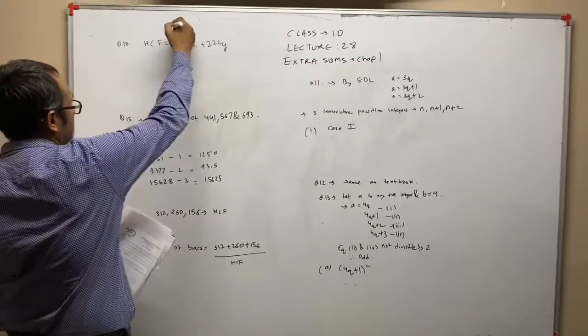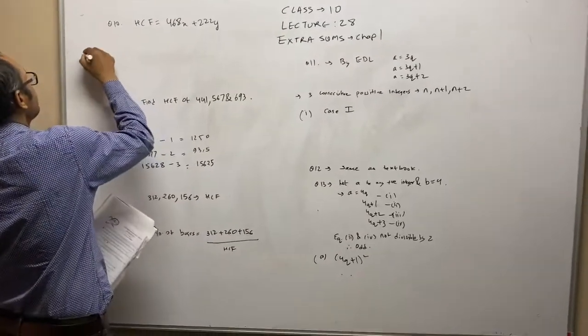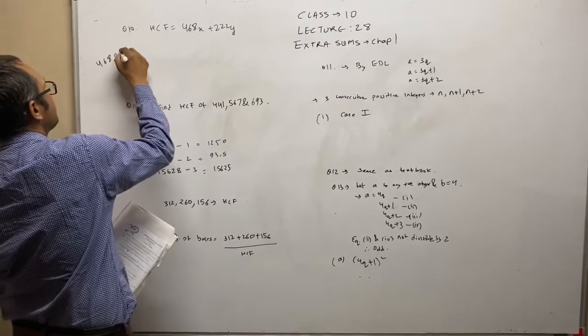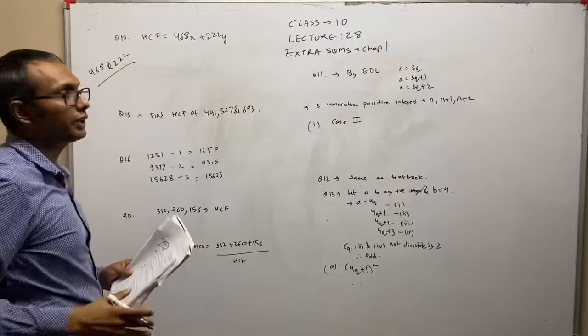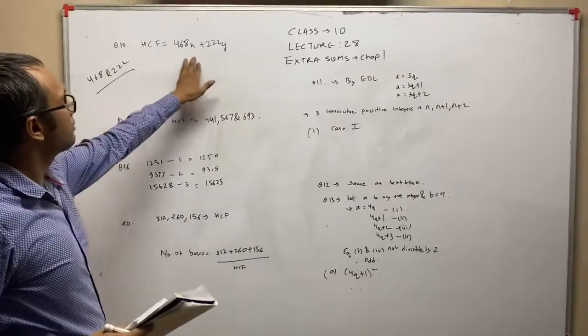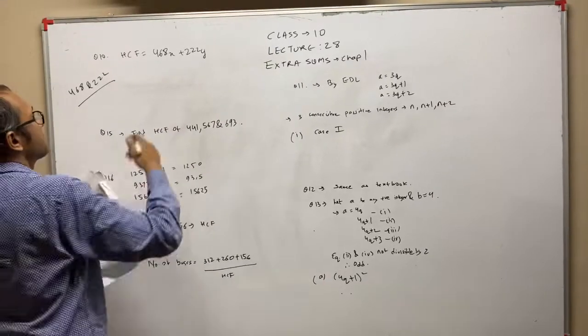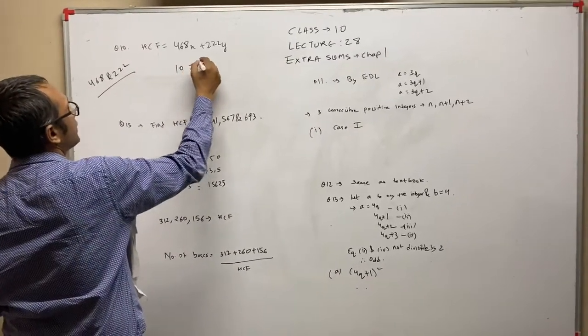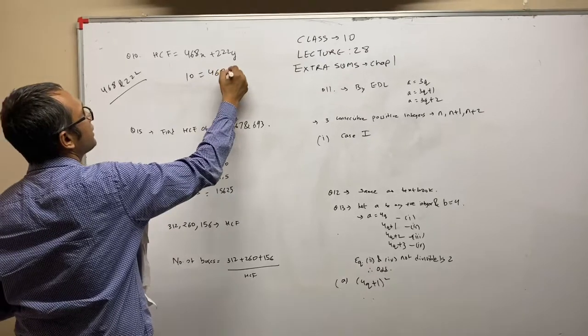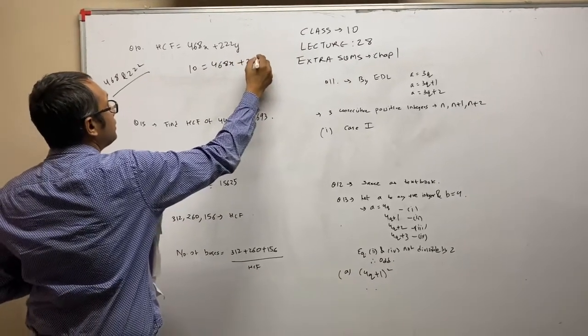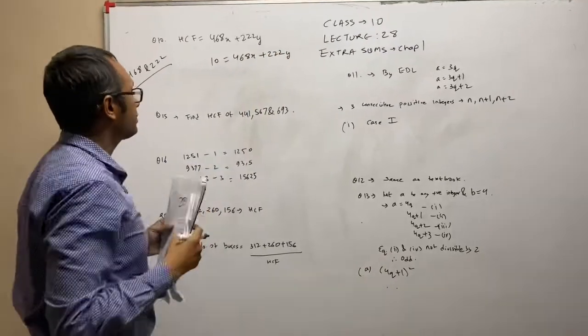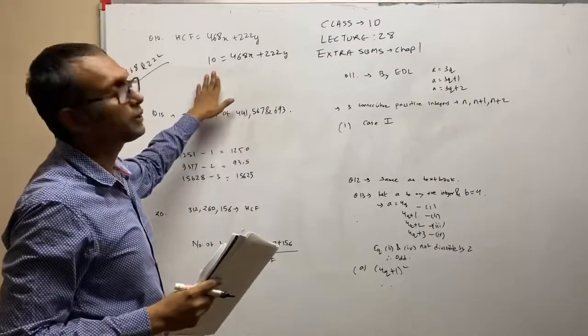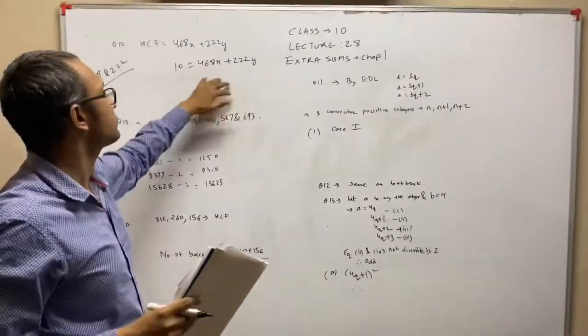So basically, first you will find HCF of 468 and 222. Okay. And that HCF is equal to this you will write. Suppose that HCF is 10. In actuality, you will not get 10, but suppose you get 10. Now, you have to choose the value of x and y such that when you substitute here, LHS should be equal to RHS.